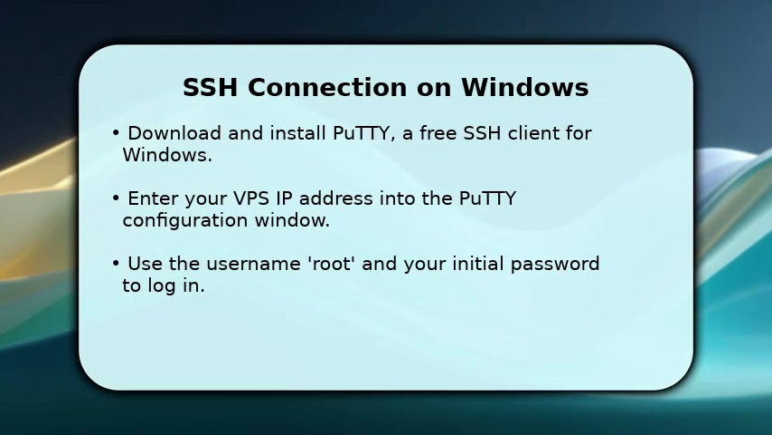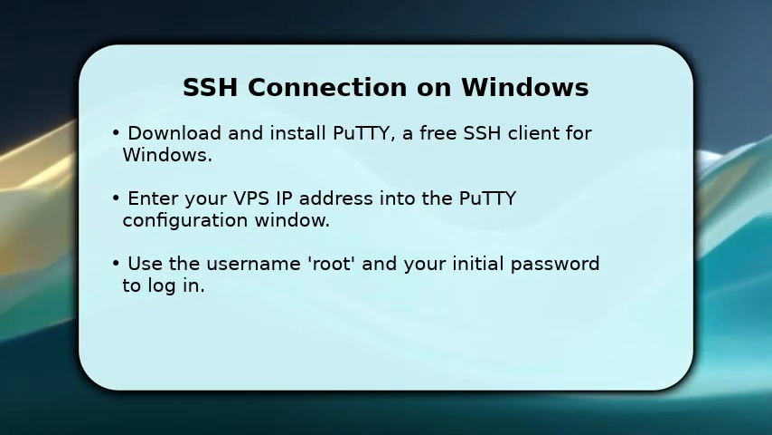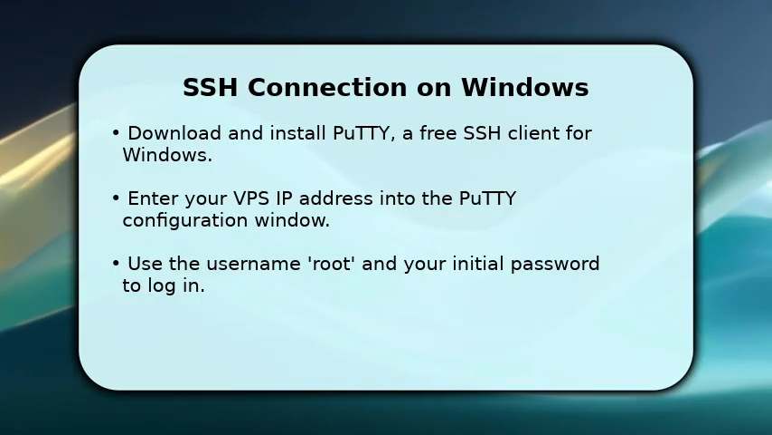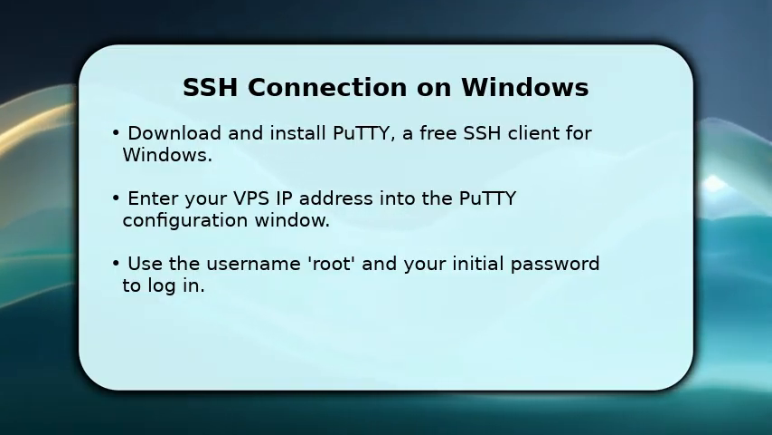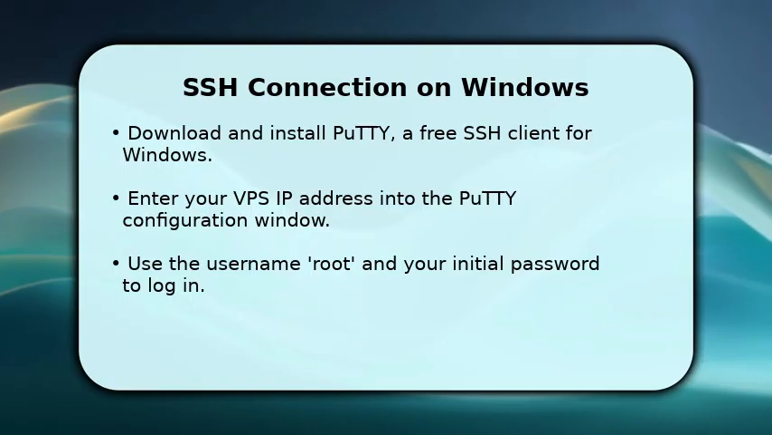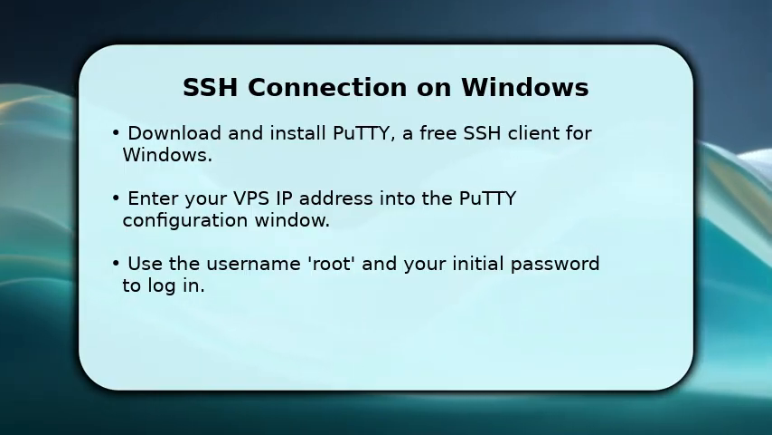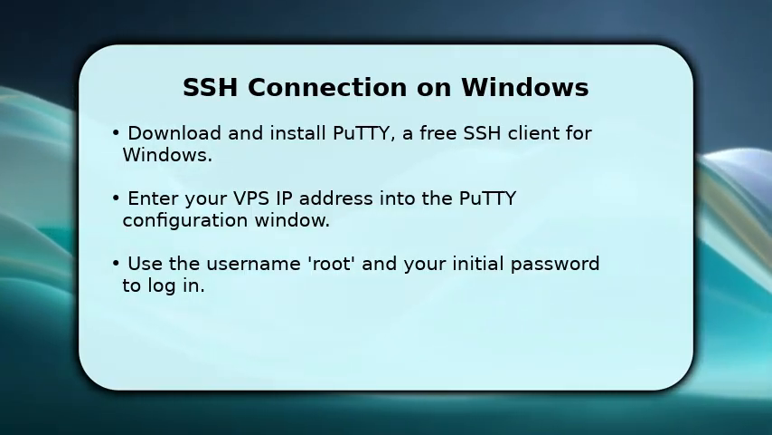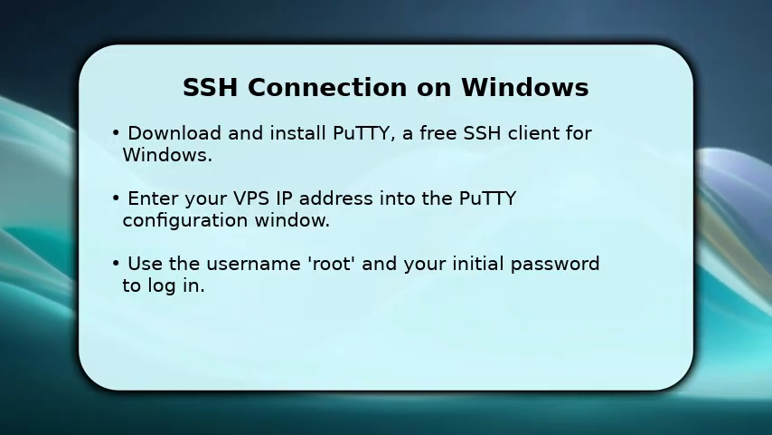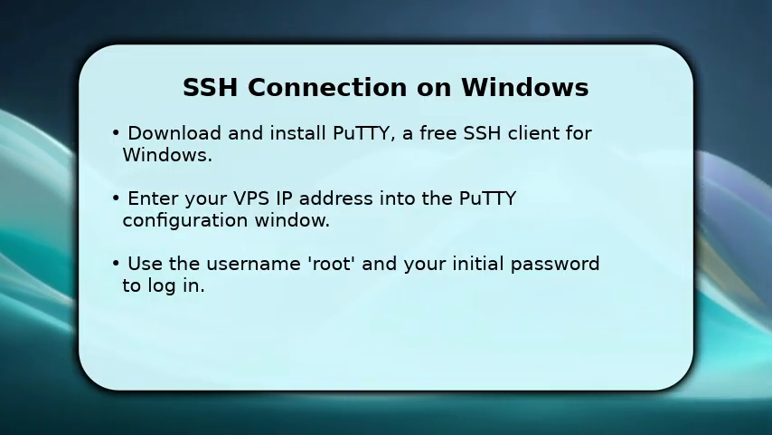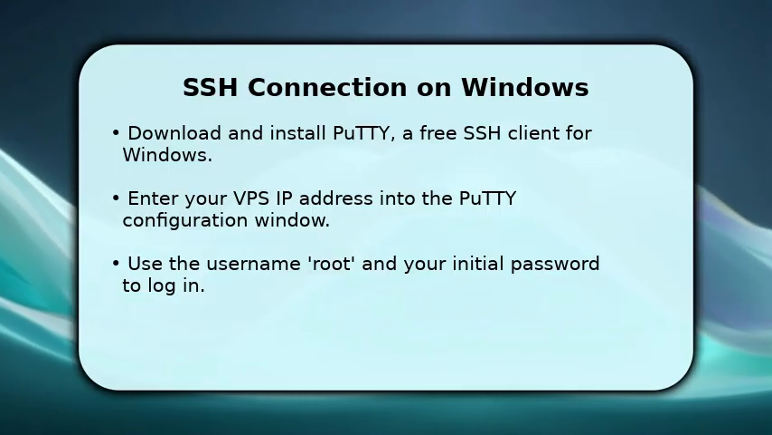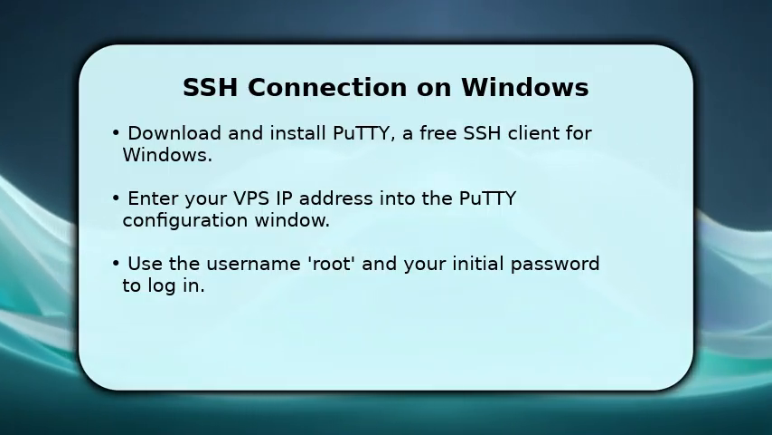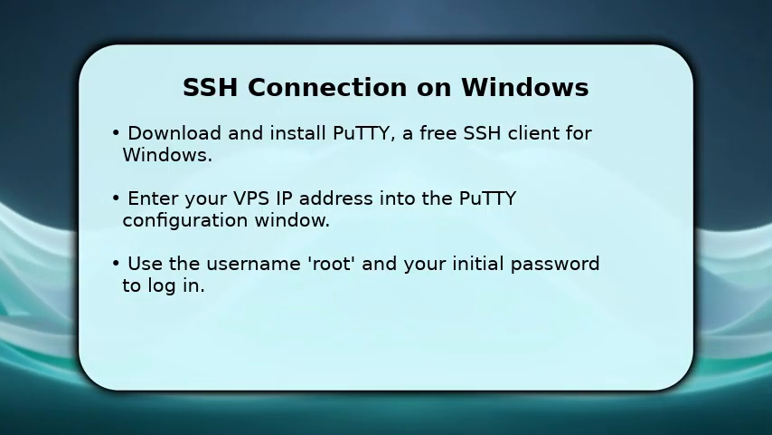For Windows users, PooTTY is an excellent and free tool for SSH connections. You can easily download and install it from its official website. Once installed, open PooTTY and enter your Contabo VPS IP address into the host name or IP address field. The default port, 22, should already be selected. Click Open, then when prompted, enter root as the username and your initial password to establish the secure connection.